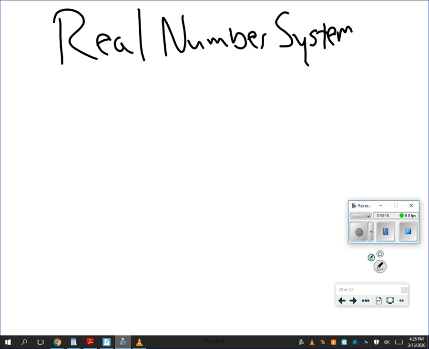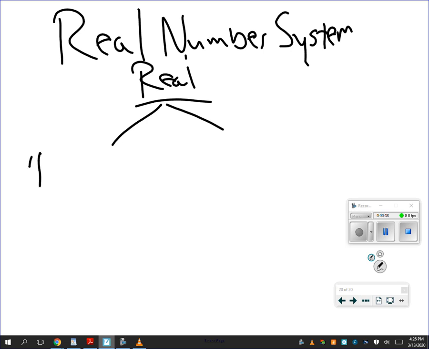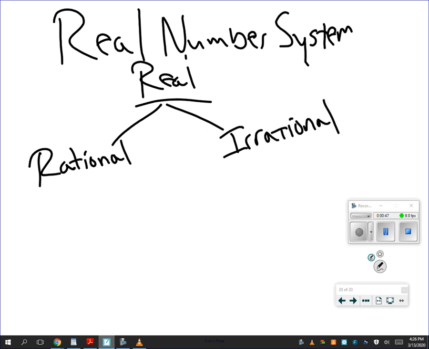So let's start at the top of the chain with real numbers, because all numbers are real, right? All of them. Think of a number in your head right now. I'll wait. All right, got it? It's real. Moving on. We're going to break it down into rational and irrational. This goes back to that stuff we talked about a long time ago at the beginning of the school year.